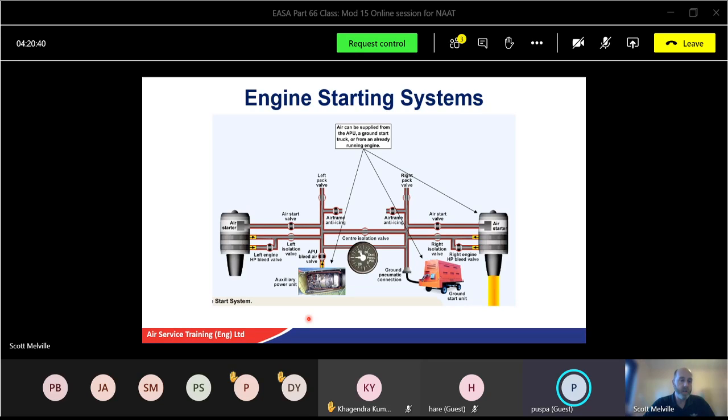Why are these figures not included in our book? Do you have any idea? You've got the old books, okay? You don't have the new books yet. This is just a general diagram. Don't worry. This is just a basic one to show you a typical system.